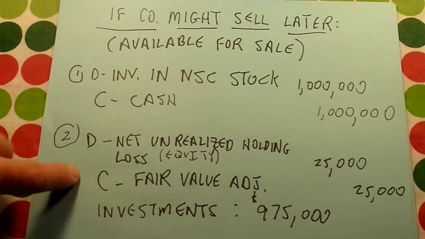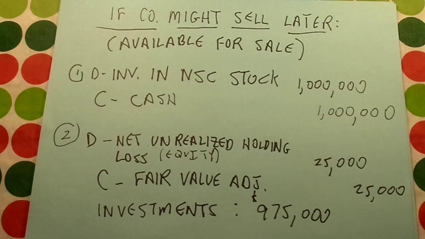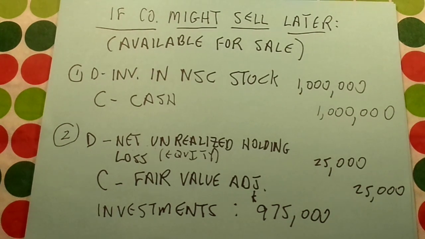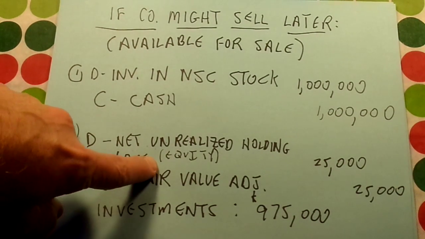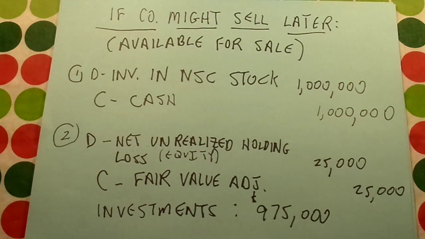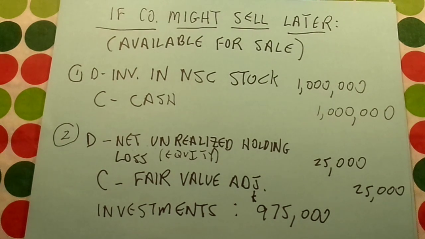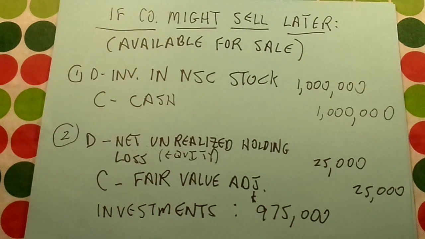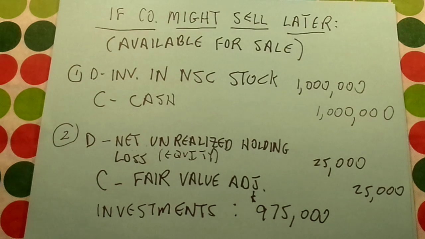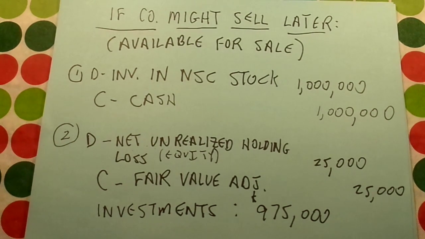Now when the same loss shows up that we looked at on the last page, notice we don't run it through income. This may be a little hard to read, but we're running this through equity. So it's net unrealized holding loss, and it's debited, but this is a debit to equity. So if you remember back from principles of accounting, equity goes up with credits, down with debits. So this is a reduction in equity.